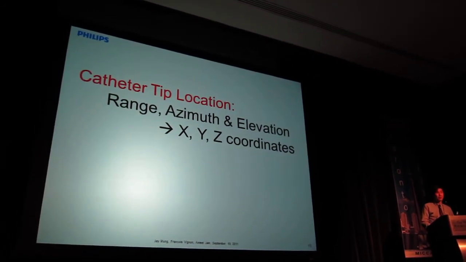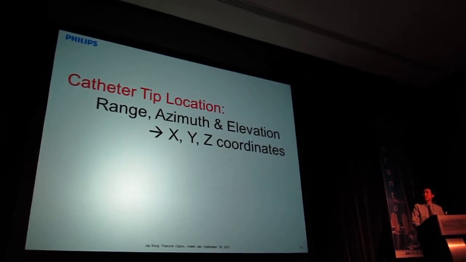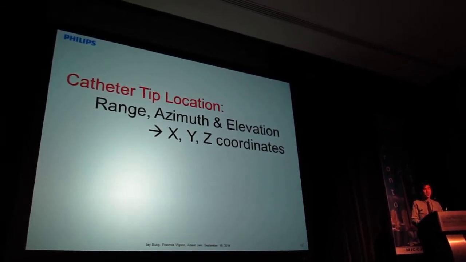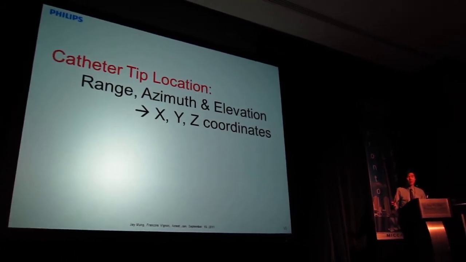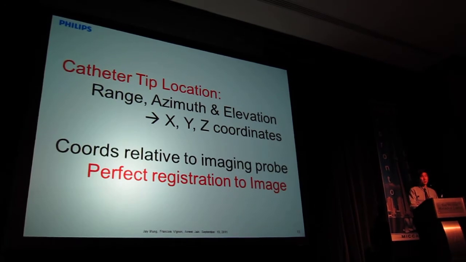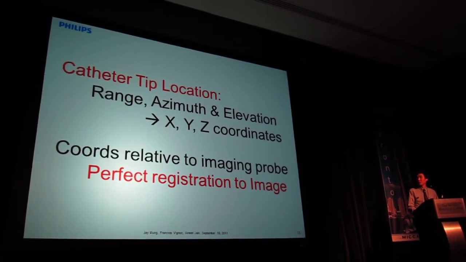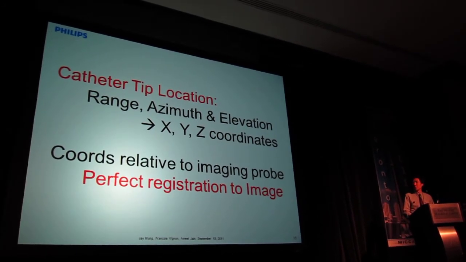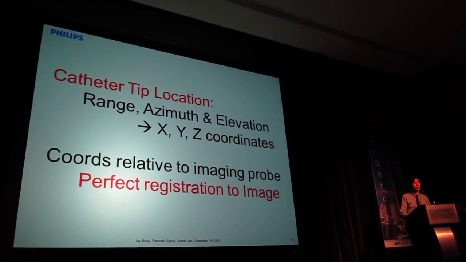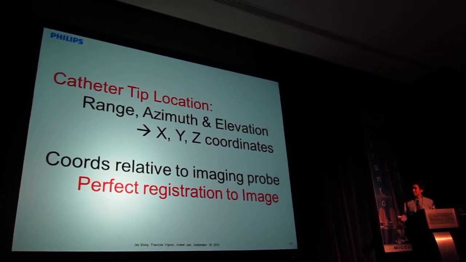So once we have the fine range, azimuth, and elevational coordinates, we can just convert these into a more convenient Cartesian X, Y, and Z framework. Now what's nice about all this is that the coordinates are all relative to the imaging probe. So what we have is perfect registration of the tool's position with respect to the ultrasound image.